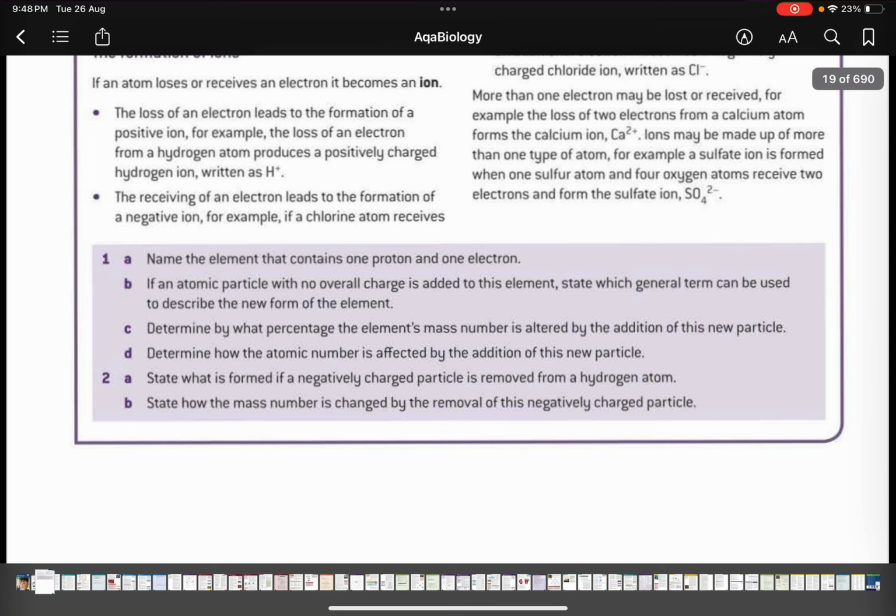Determine how the atomic number is affected by the addition. It's going to remain the same because we're adding a neutron, and the atomic number is the number of protons, and the number of neutrons has no effect on the number of protons.